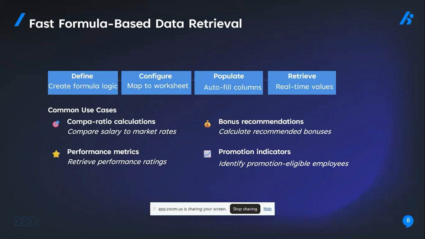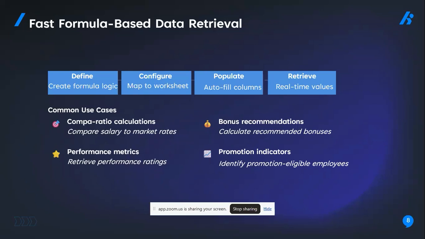Bonus recommendation. This is more complex. For example, if the performance rating is 5 and tenure is 10 plus years, the recommended bonus is 20% of the salary. If the performance rating is 5 and tenure is 5 to 9 years, the recommendation is 15%, and so on. The formula calculates thousands of recommendations in seconds. So managers can use this to easily support their decisions.